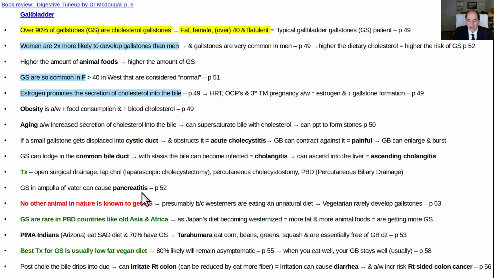Gallstone in the ampulla can cause pancreatitis. You always look for that, but it's hard to see it in an ultrasound. There's always gas down in that area, so you can't really tell. You can see it on a CT, in my experience, better. You can do an MRCP, magnetic resonance cholangiopancreatography.